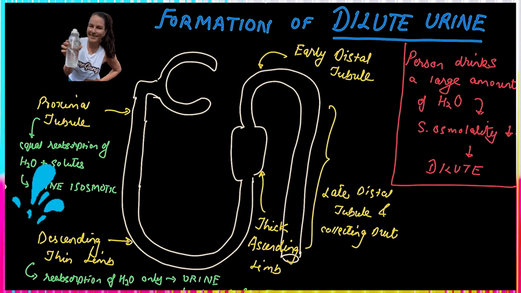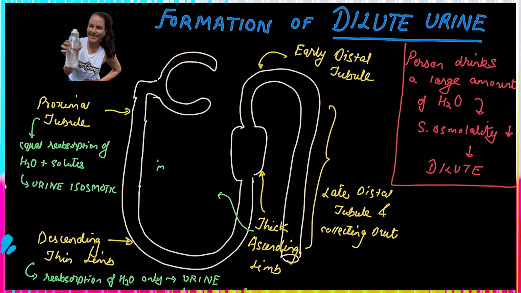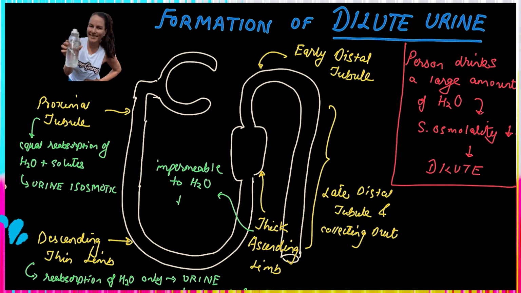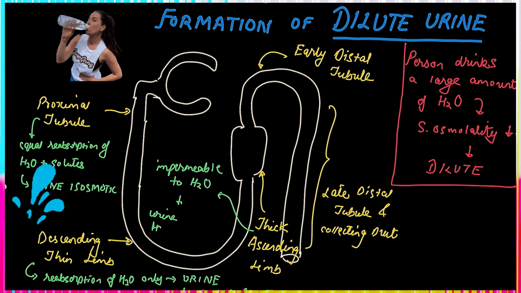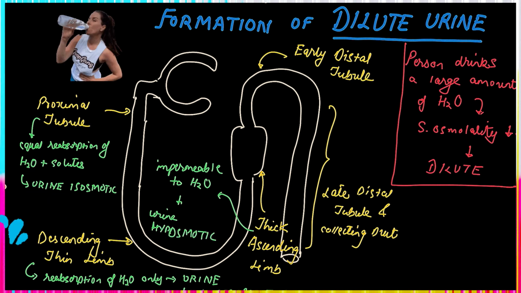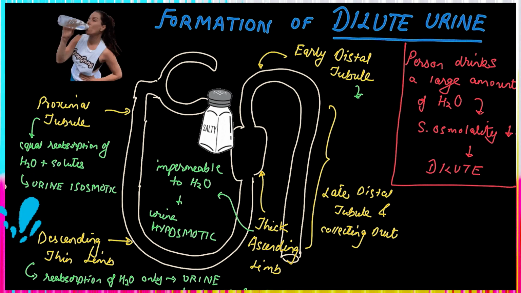The thick ascending limb is freely permeable to solutes, but it is impermeable to water. Contrast this with the descending thin limb, which is freely permeable to water. So, urine at the end of the thick ascending limb is hypoosmotic. It has osmolarity slightly less than that of plasma. It is also known as the diluting segment.